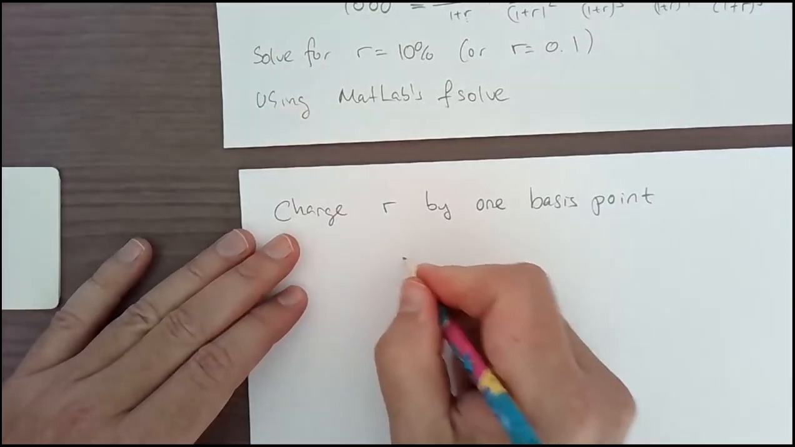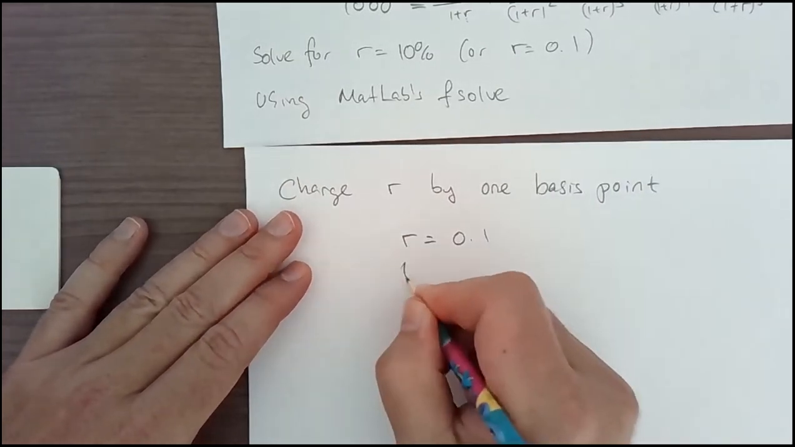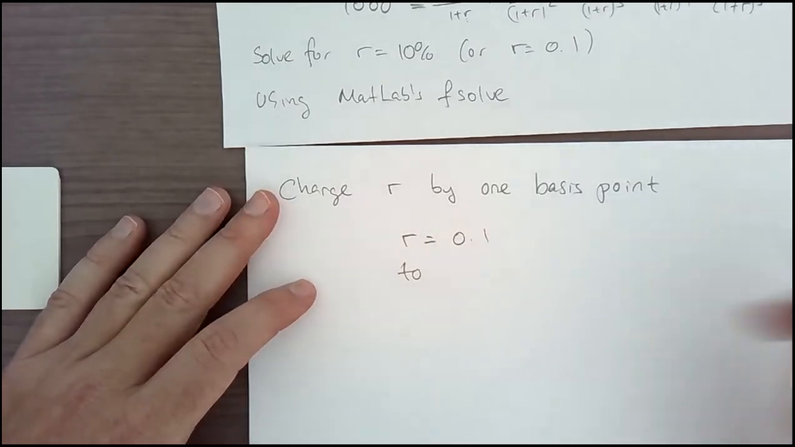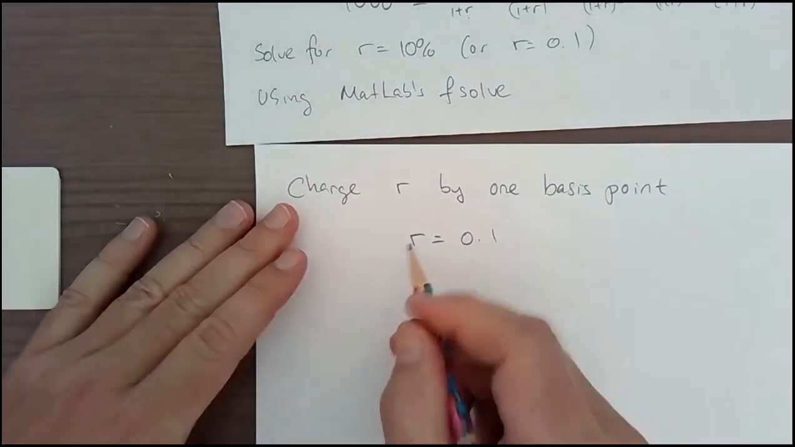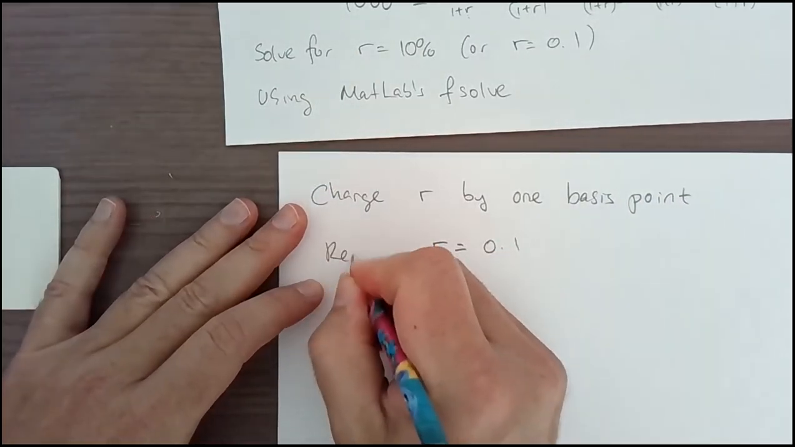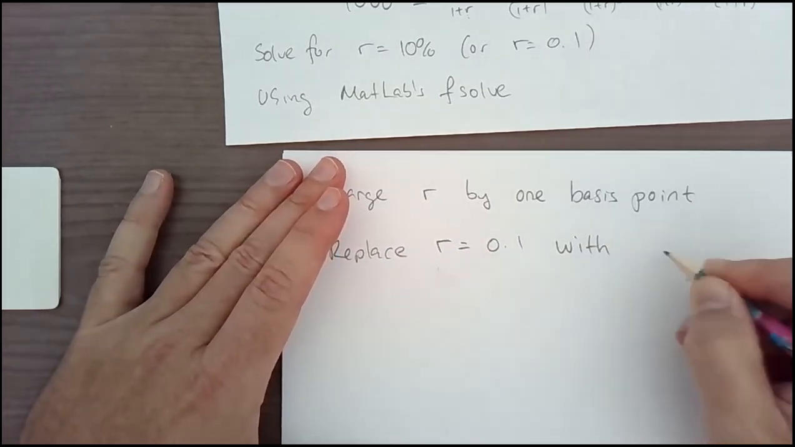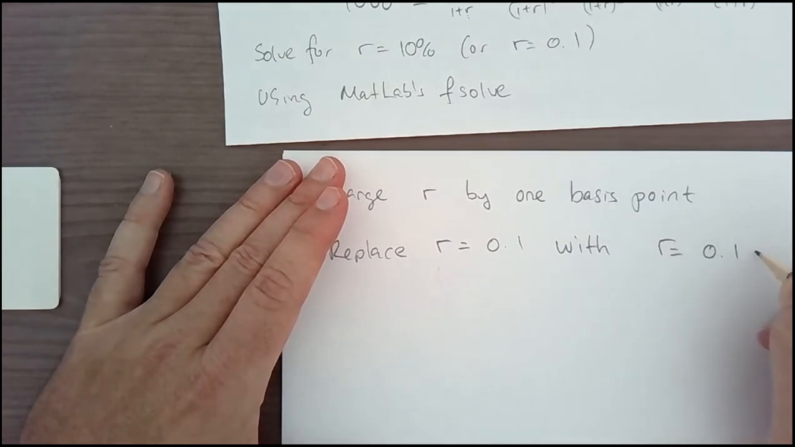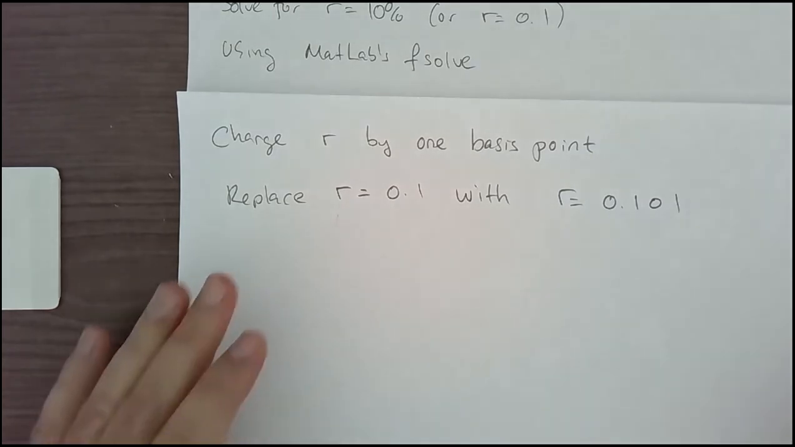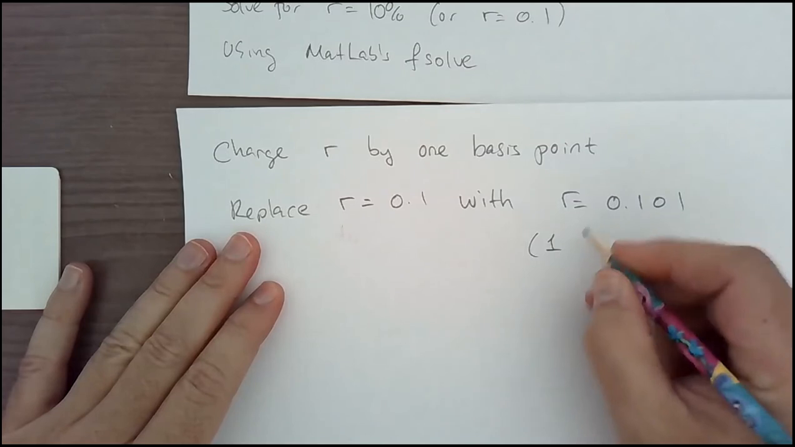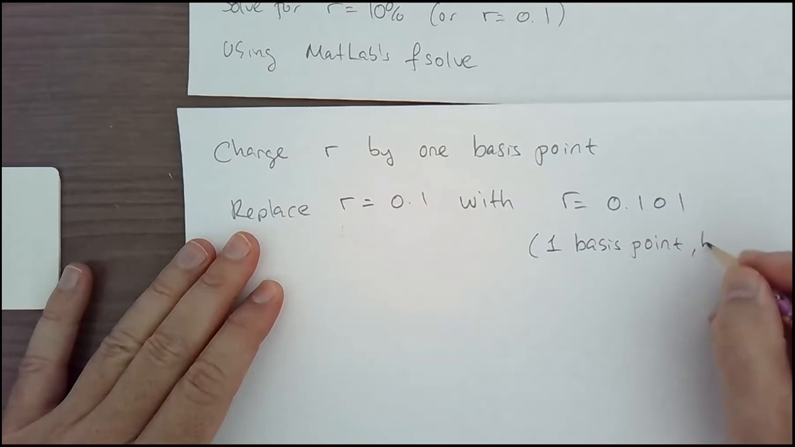So you replace R equal to 0.1 with R equals 0.101. Right, so it's an itty bitty teeny tiny change. This is 1 basis point, also called BPS.